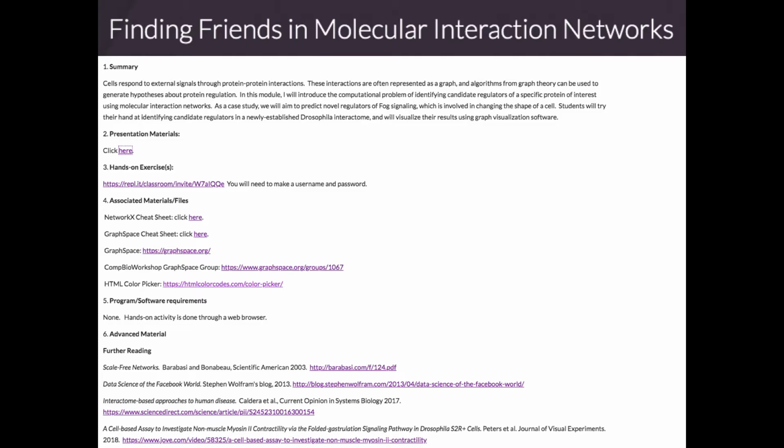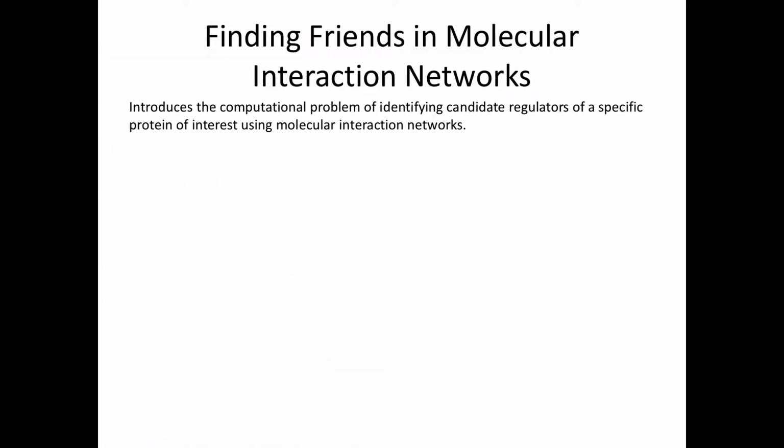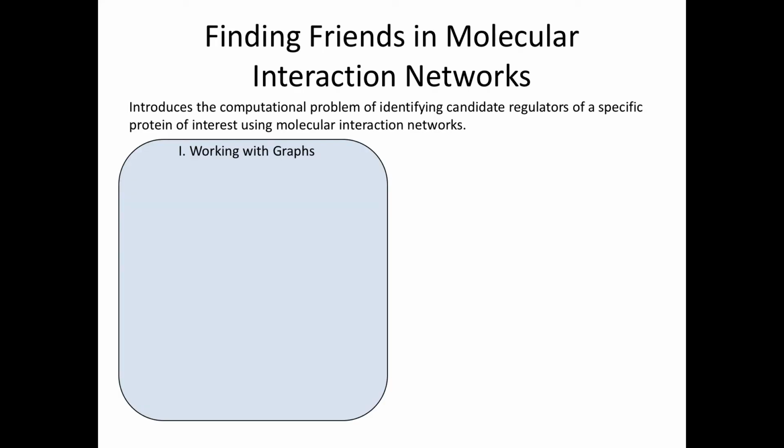So if we dive into this Finding Friends in Molecular Interaction Networks, the main idea behind this was we're introducing a computational problem of trying to identify candidate regulators of a specific protein of interest using a molecular interaction network. And so this was really broken into two smaller sections. So the first section was all about working with graphs. And so this was really tying this back to the fact that these students were going to be students that had computer science backgrounds.